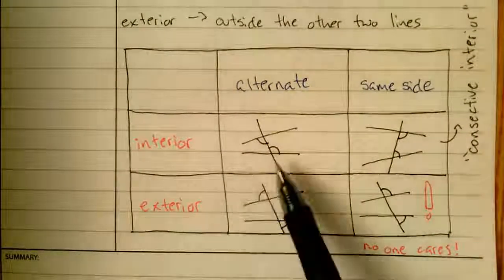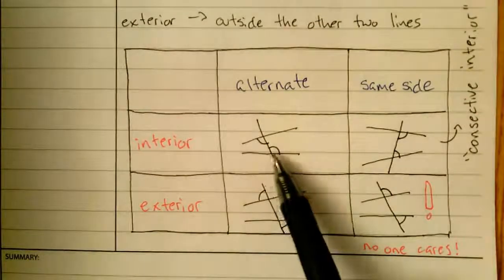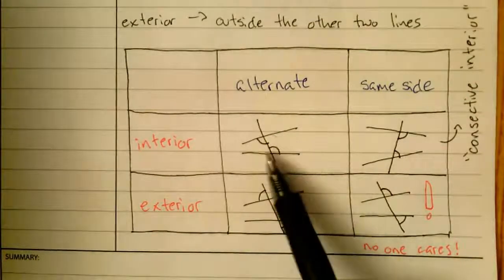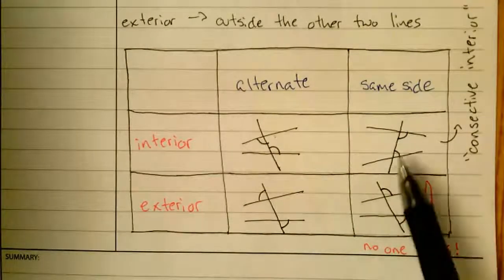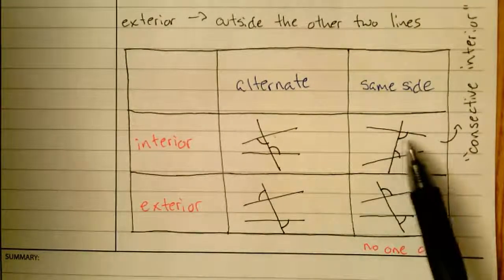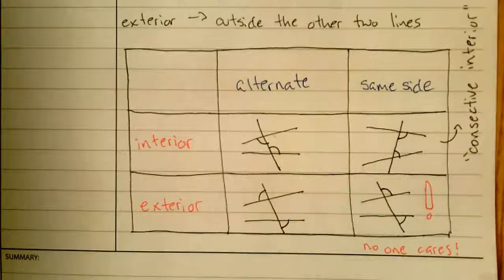Okay. One thing to keep in mind is down here, I've shown one example of alternate interior, but you could switch these around and have an angle over here and an angle down here. Those would also be alternate interior. Same side interior, you could just flip over to the other side and it's still same side interior, and so on. All right, now I think you're ready to answer some questions.